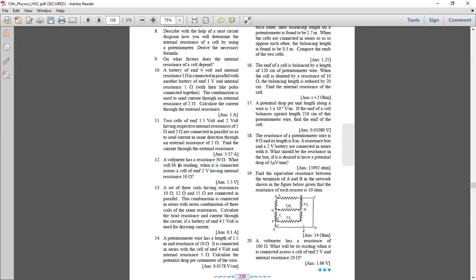Okay, let's see the 12th problem. A voltmeter has a resistance of 30 ohm. A voltmeter is a device which measures the potential difference across a resistance, or it can also measure the potential difference or EMF of a cell or battery. It is asking what will be its reading when it is connected to a 30 ohm resistance, and this resistance is connected across a cell of EMF 2 volt having internal resistance 10 ohm. Voltmeter reading means it is asking for the voltage across the external resistance of 30 ohm. Okay, so let's see the solution.